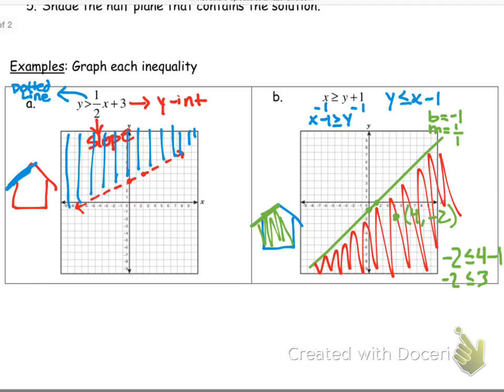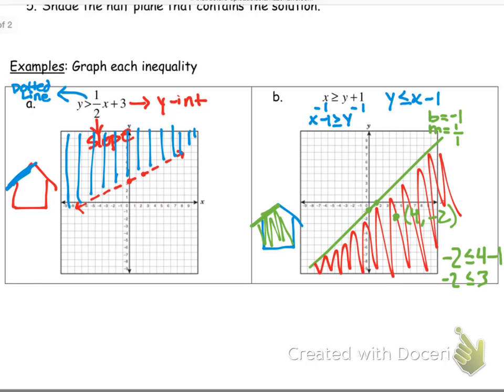But if we picked, let me pick an orange color, if we picked, let's say, (-2, 3), and we plug those into the correct variables. So if you did 3 is less than or equal to -2 minus 1, you'll realize that that statement is false. And so that's why this doesn't work. So the points on the outside of that are not working, but any of the points that are part of the shading is a possible solution for this.